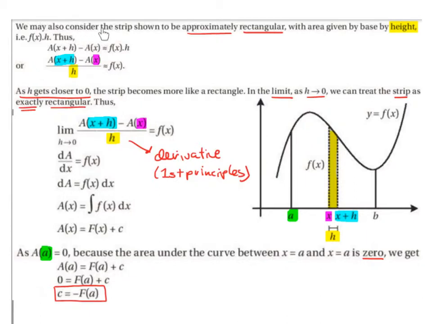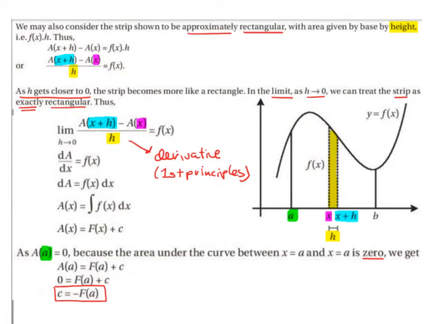We may also consider the strip shown to be approximately rectangular. So we could say that this strip is almost a rectangle, with area given by base times height, or length times width, i.e. f of x multiplied by h. Thus, A of x plus h minus A of x is approximately equal to f of x multiplied by h, being the height.